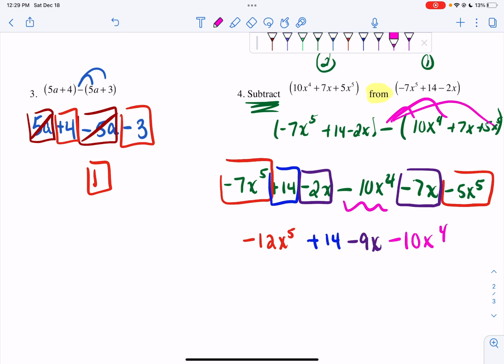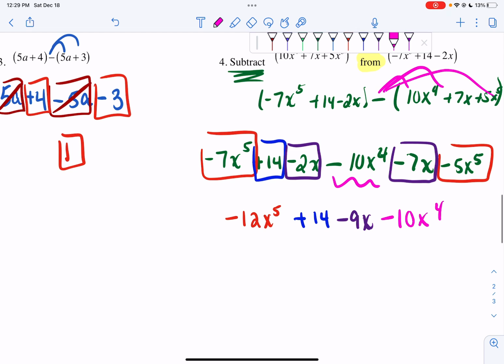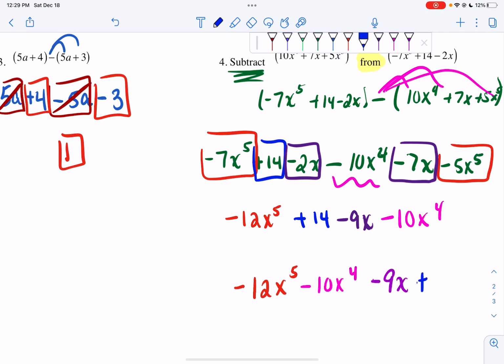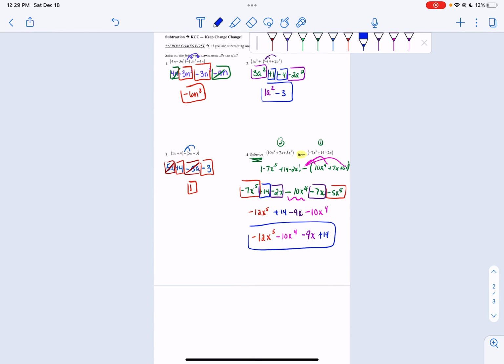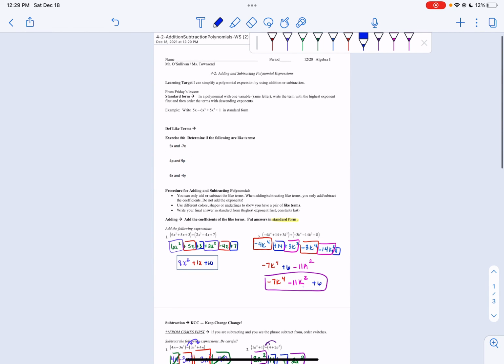But now I need to put it in standard form. So my negative 12x to the fifth is going to stay exactly where it is. My minus 10x to the fourth is going to move up front. My minus 9x is also going to make a little change. And then my plus 14 ends off the expression. And that is how you subtract polynomial expressions. If you have any questions, email myself or Ms. Townsend.